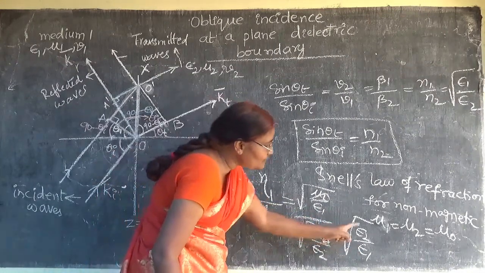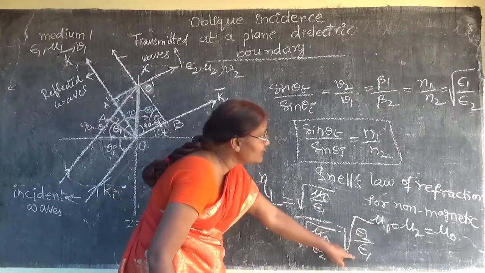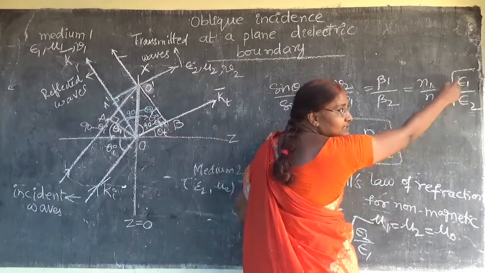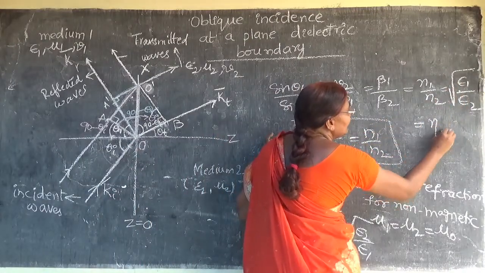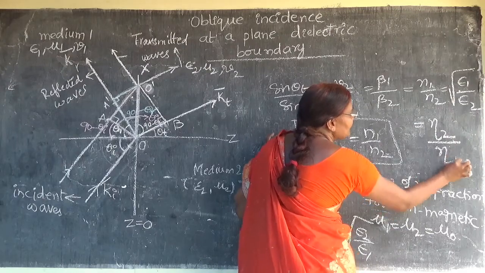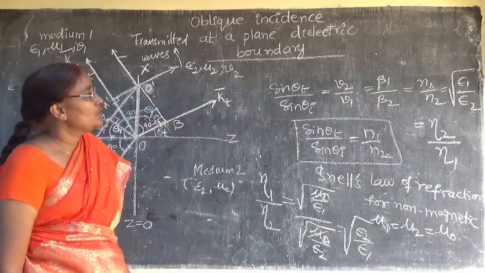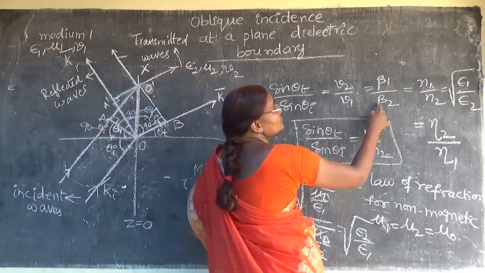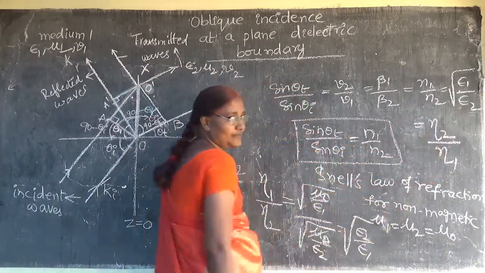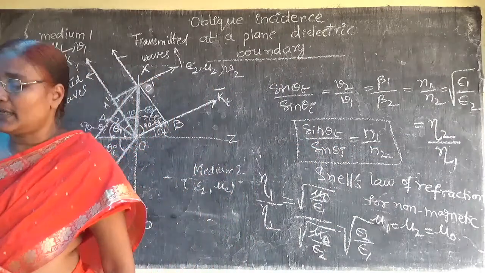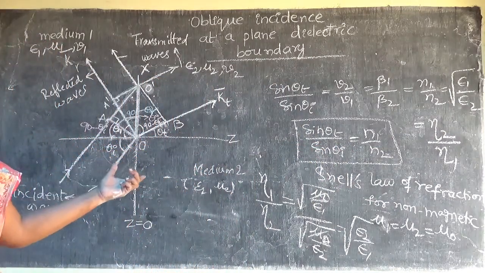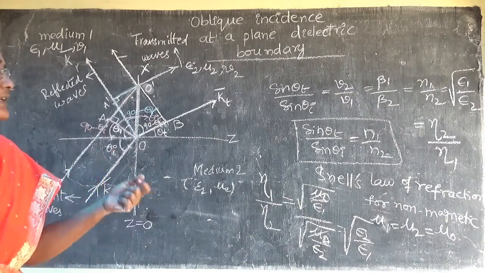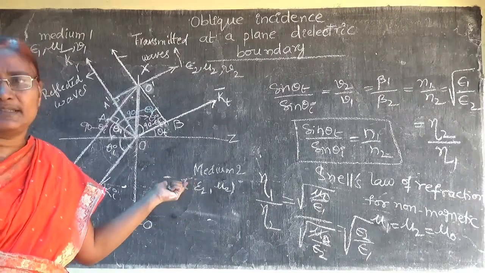So root of epsilon 2 by epsilon 1 is equal to eta 1 by eta 2. Then root of epsilon 1 by epsilon 2 will be eta 2 by eta 1. So instead of this, I can write eta 2 by eta 1. So in total, how many formulae did I get? 1, 2, 3, 4 and 5. These are also required formulae to identify the transmitted angle or incidence angle in this medium.